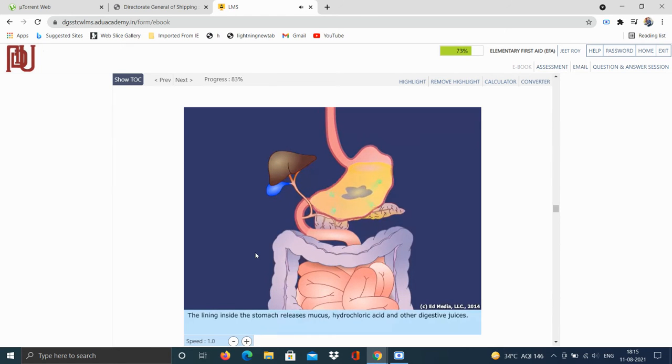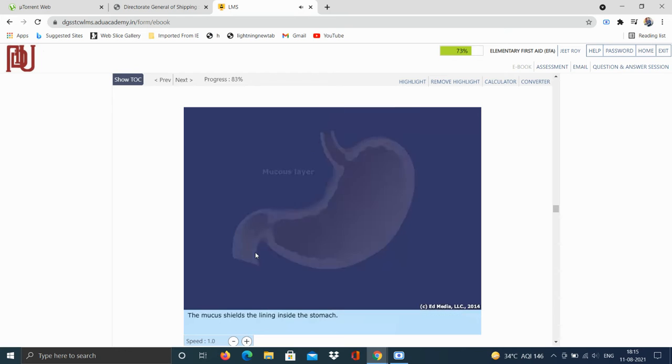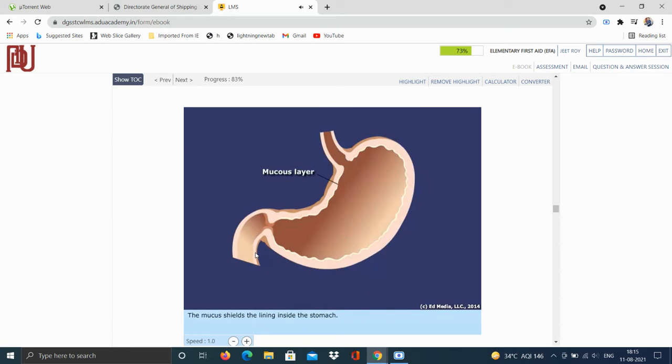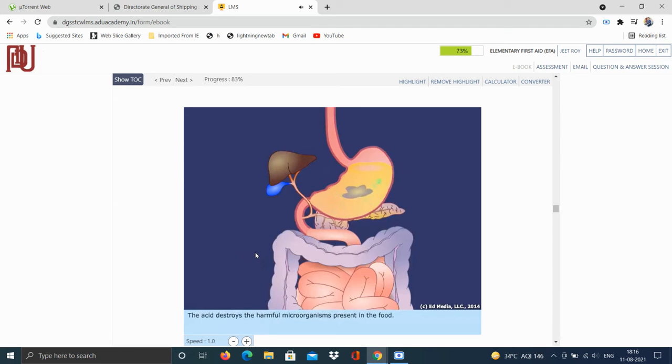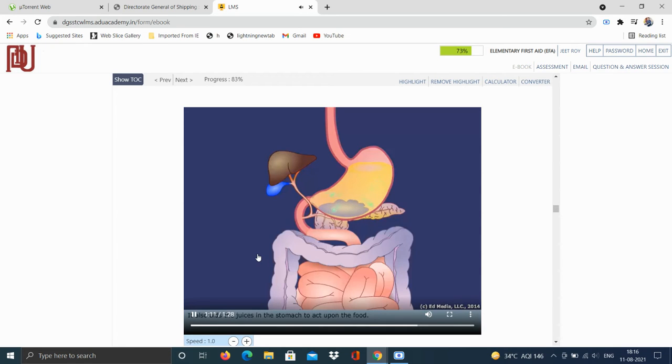The lining inside the stomach releases mucus, hydrochloric acid, and other digestive juices. The mucus shields the lining inside the stomach. The acid destroys the harmful microorganisms present in the food. The secretion of such acids into the stomach helps in maintaining an acidic medium that prevents bacterial growth. It also aids the juices in the stomach to act upon the food.